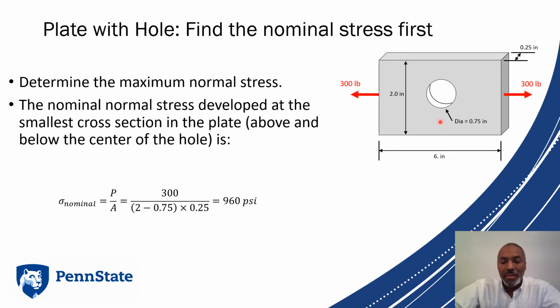So here and here would be the only place we'd have material that can resist this load at the smallest point, and we calculate what the stress is at that location. We call that, again, our nominal stress. So stress nominal is P over A, straightforward. We have our 300-pound load divided by our depth, which is 1/4 of an inch, and now the only remaining part of our height, which is 2 inches minus the hole 3/4. So that yields us 960 psi.